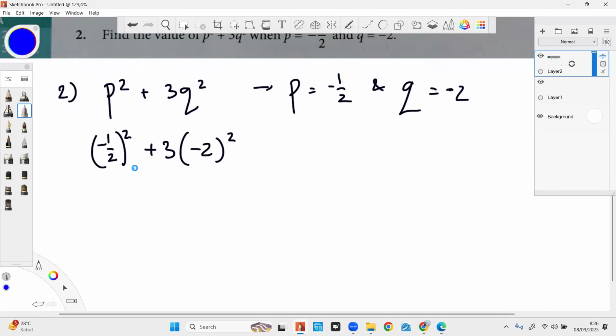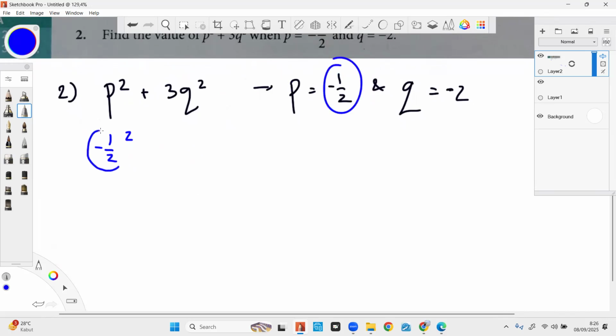Listen, if you just write like this, guys, it's wrong. You square all the P. What is P? Negative half. So what do you have to square? What number you have to square? Negative half. So put it in the bracket. The bracket is extremely important, otherwise it's wrong.